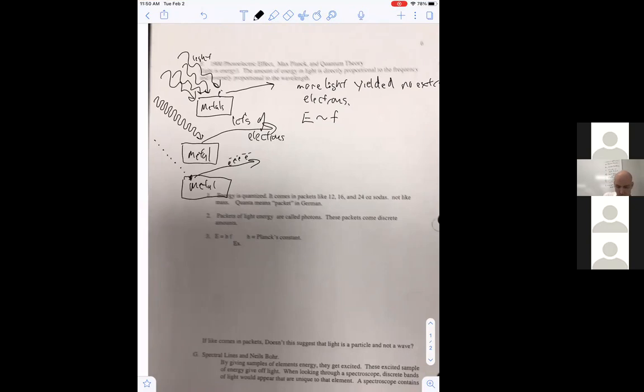So think of light not as a wave, but as tiny little BBs, tiny little baseballs flying through the air. And now you're probably saying, Mr. Strauss, that's crazy. And yeah, it does sound crazy, but think of light as a tiny little baseball flying through the air. And so they call those tiny little baseballs photons.